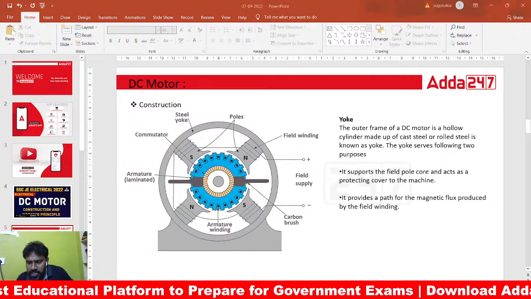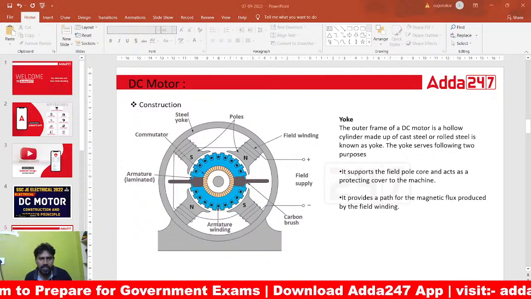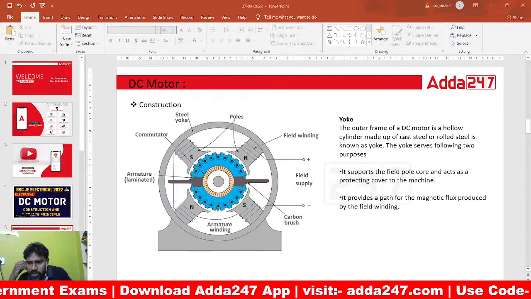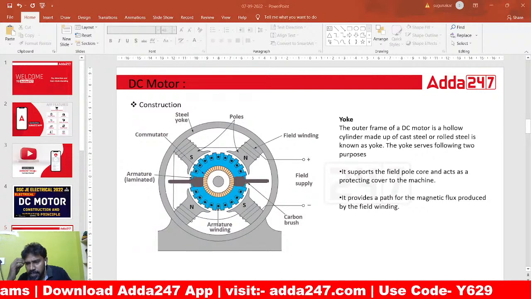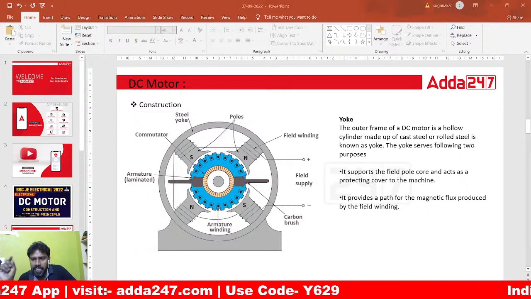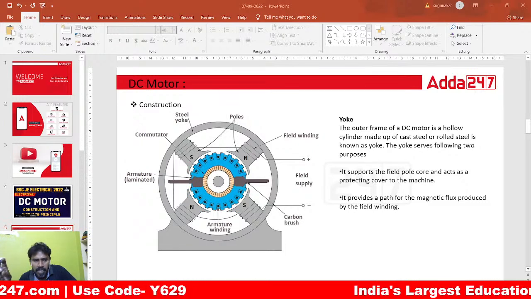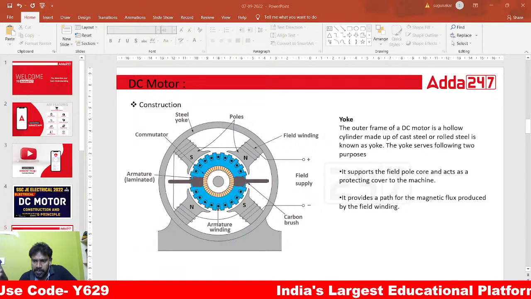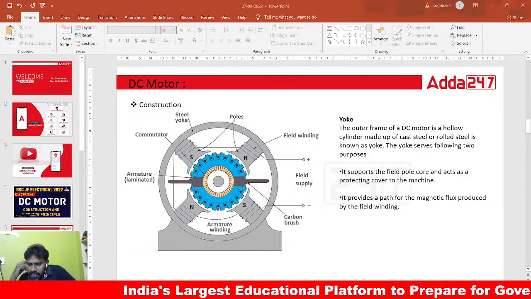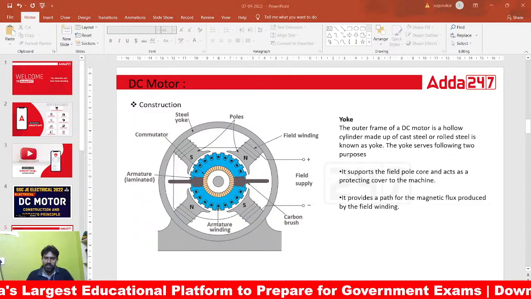I hope you understand well. Right hand rule is for generator, left hand rule is for motor, yes, very good.